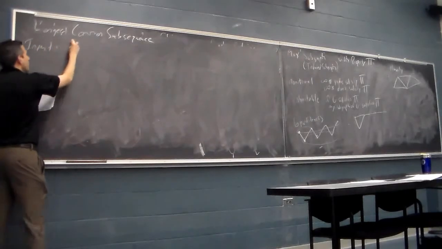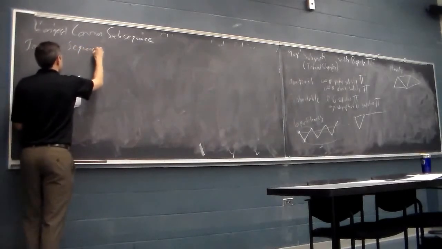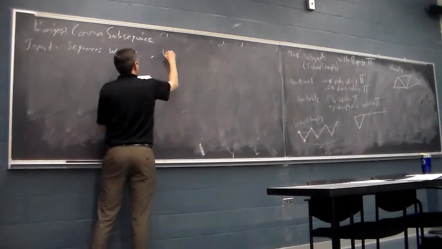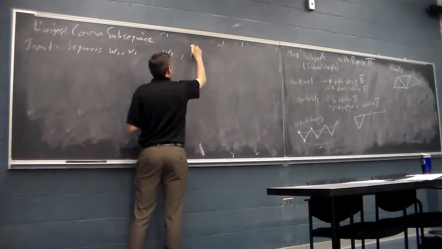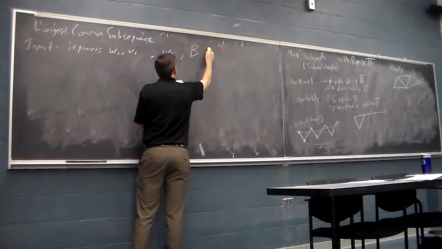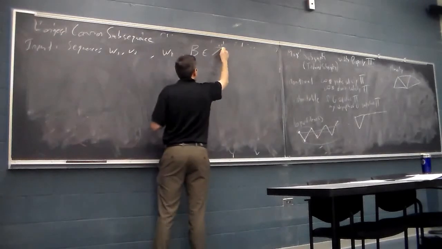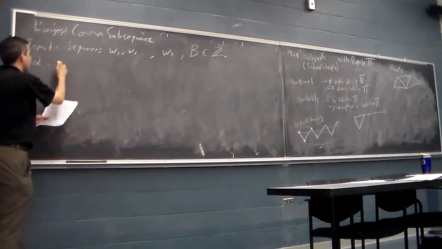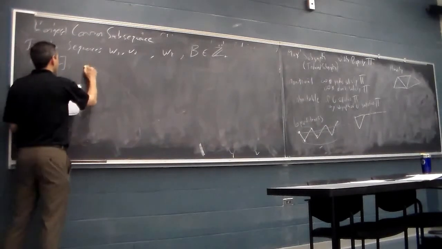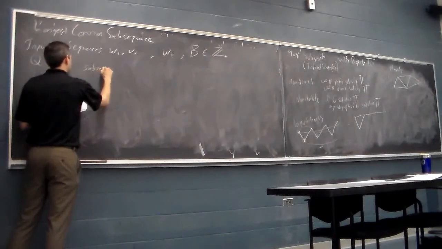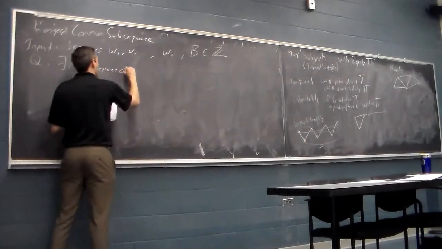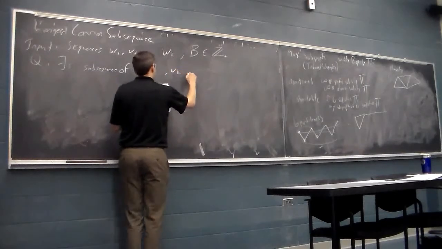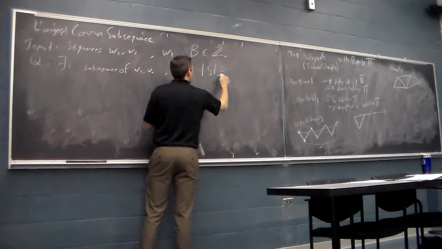As input, you have a set of sequences, W1, W2, up through some WK, and we'll assume we have a bound. In this case, the bound will be a positive integer, B, and our question is the following. Does there exist an S that is a subsequence of each of our input sequences such that the length of S is at least B?